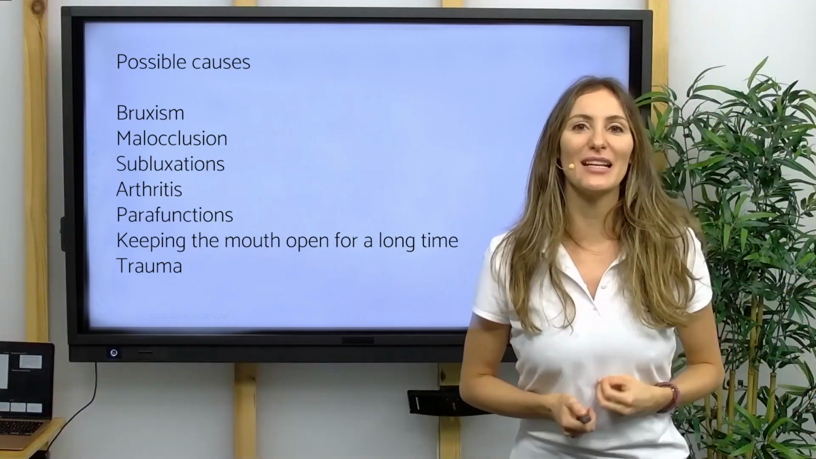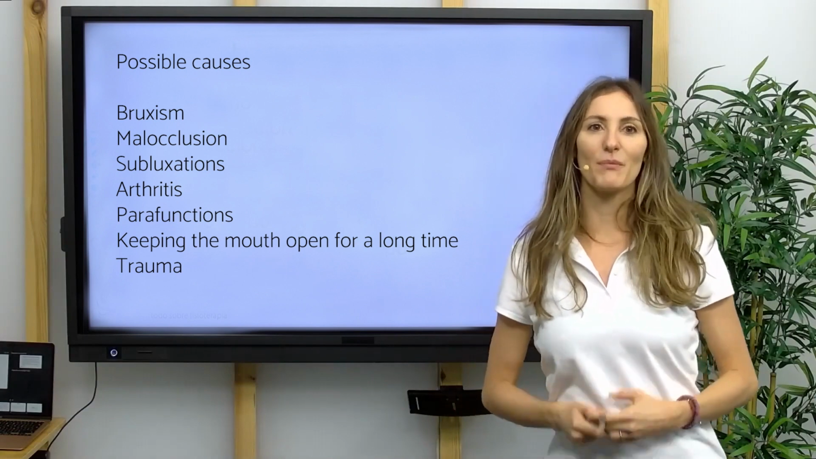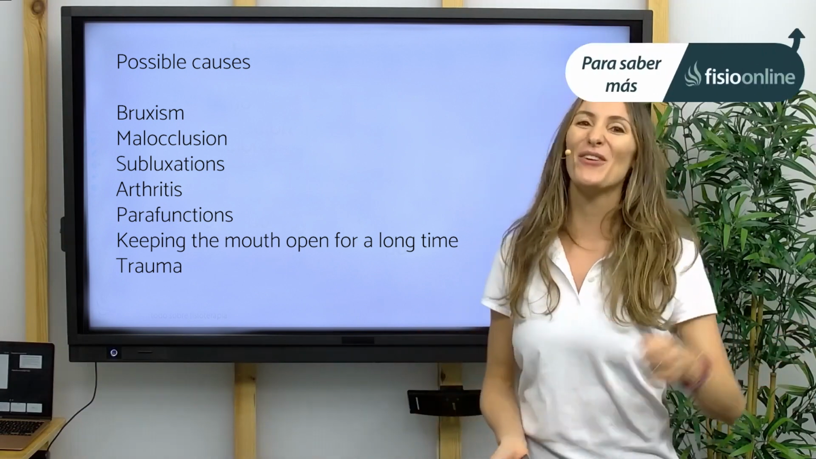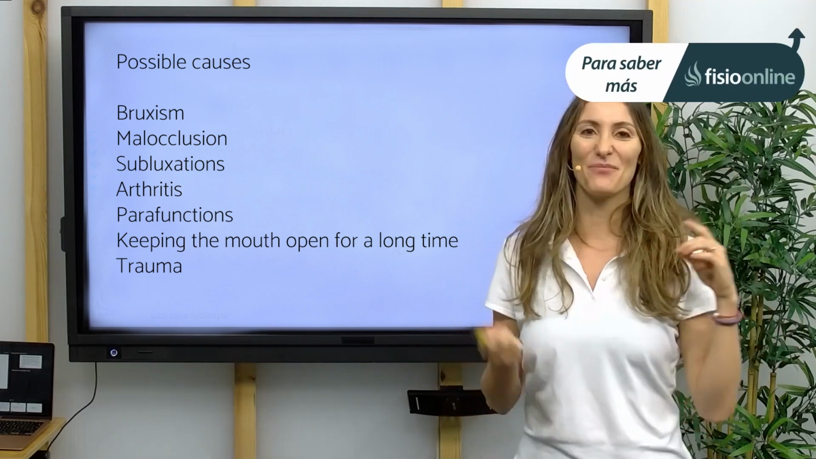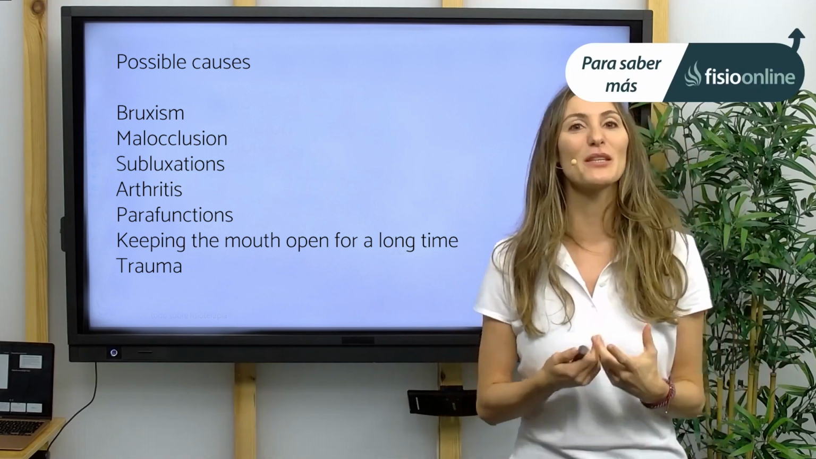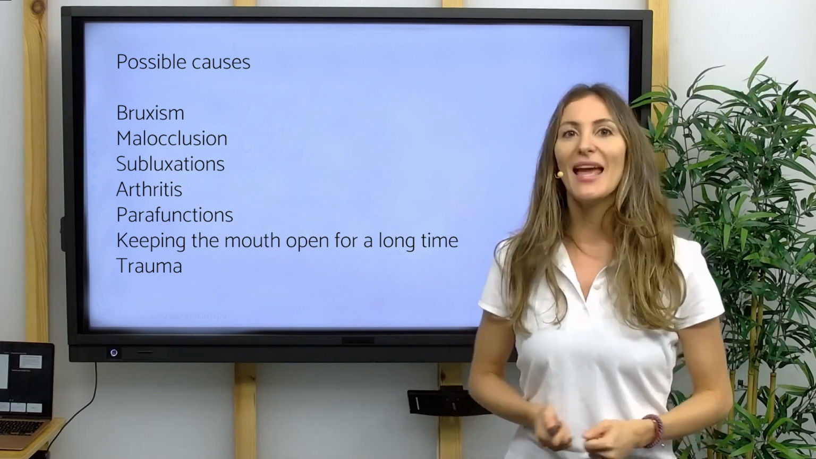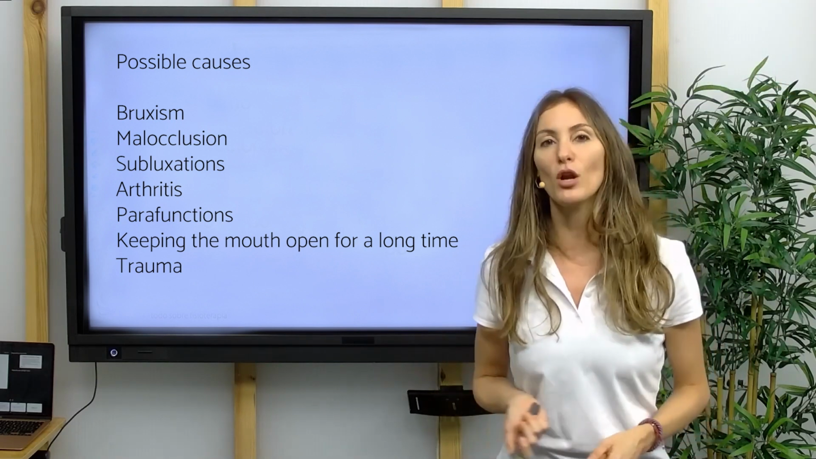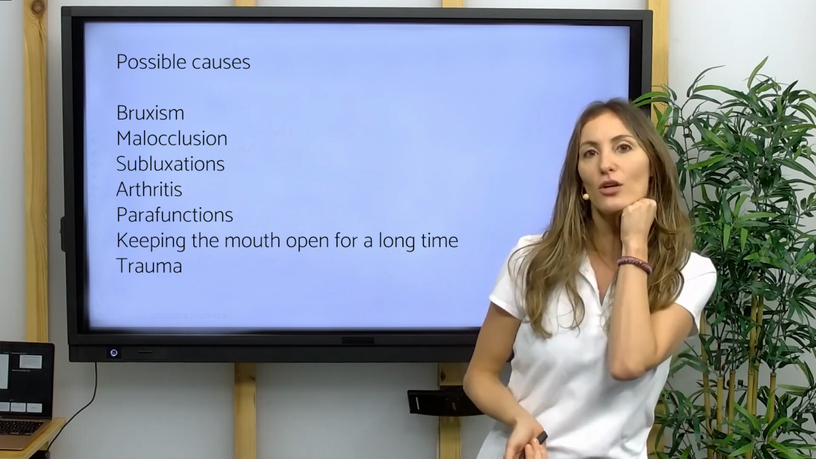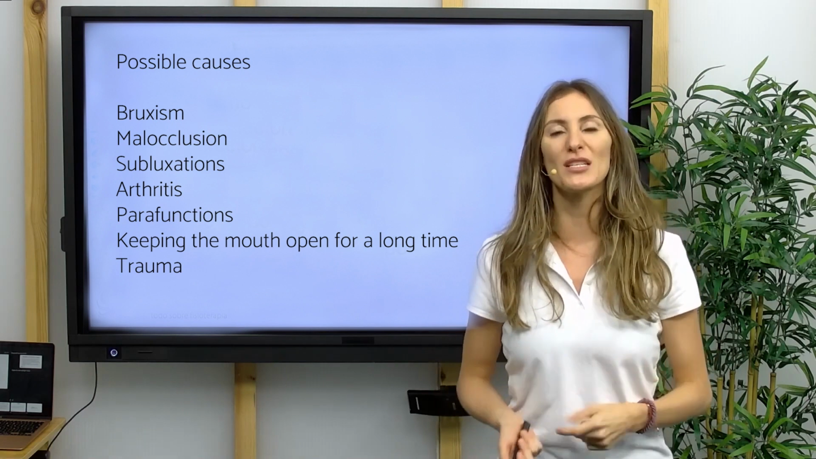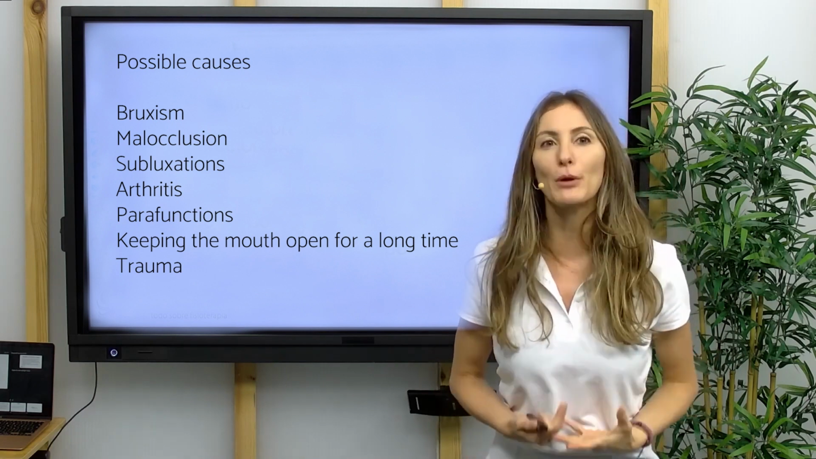Arthritis, the inflammation of the temporomandibular joint. For functions, for example, chewing gum, like a video you have here that talks about the myths and truths of chewing gum. Also, another function could be biting our nails, biting the cap of a pen, leaning on the jaw with the fist. All of these are functions that can harm our temporomandibular joint.